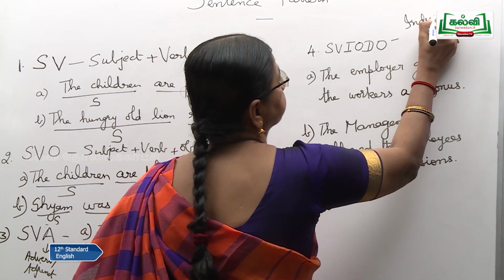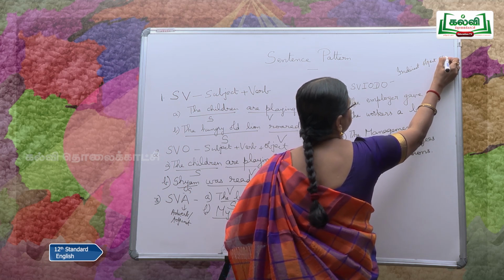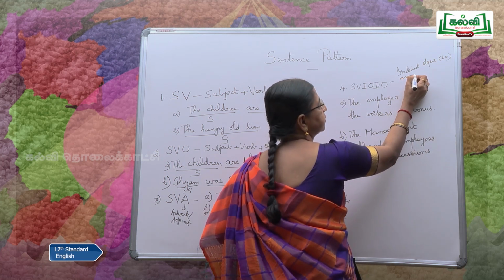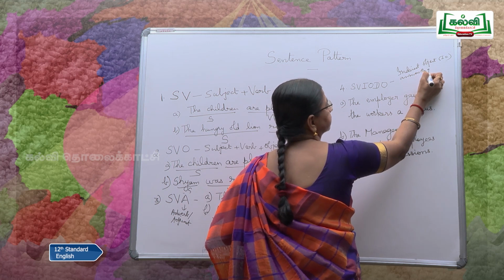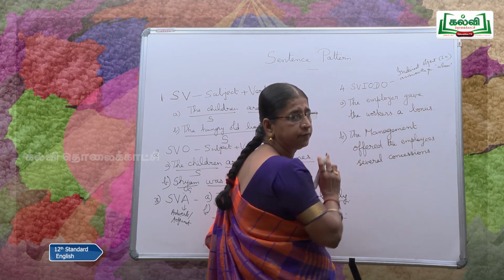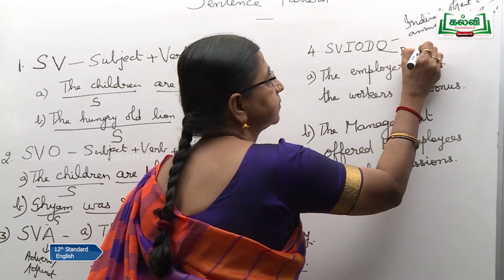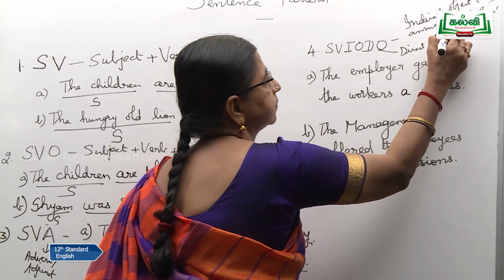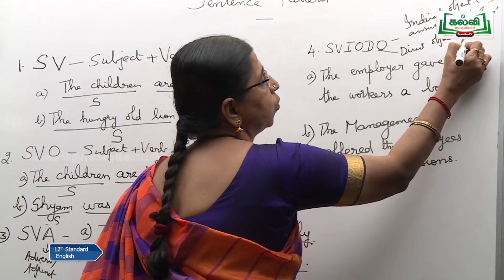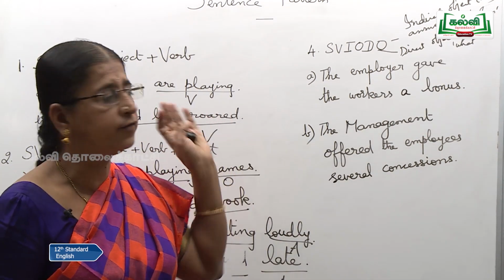Indirect object, represented by IO, answers the question whom when put to the verb. Then DO, the direct object, answers the question what when put to the verb.